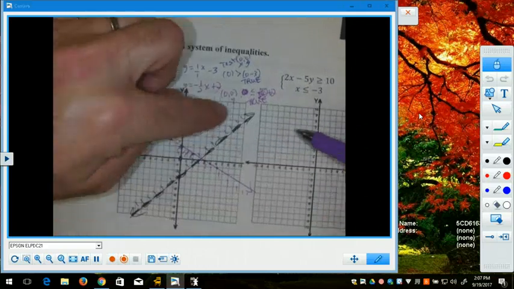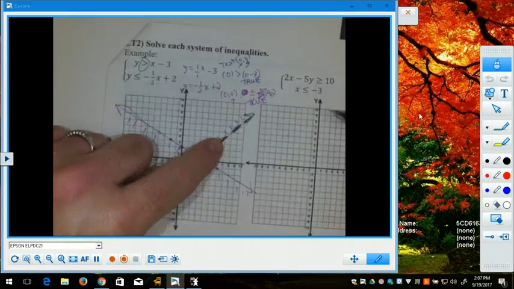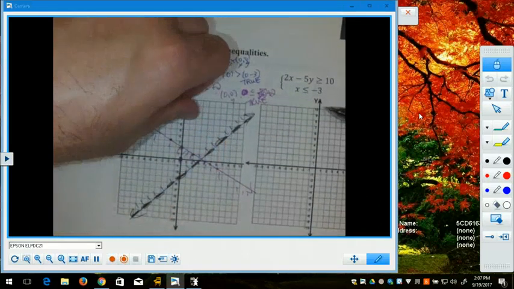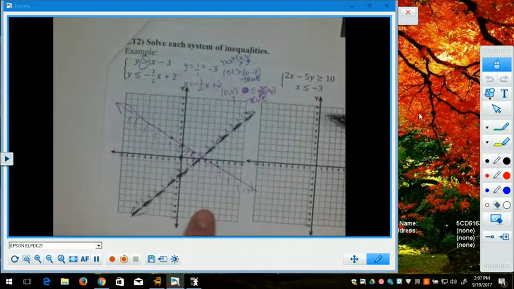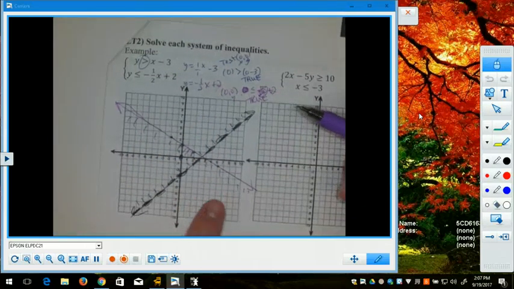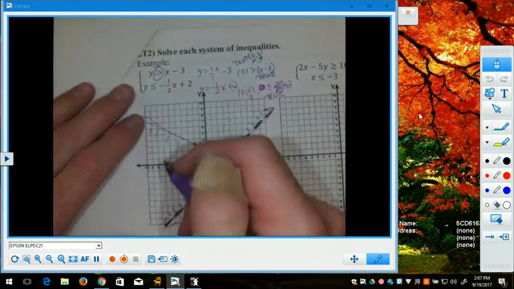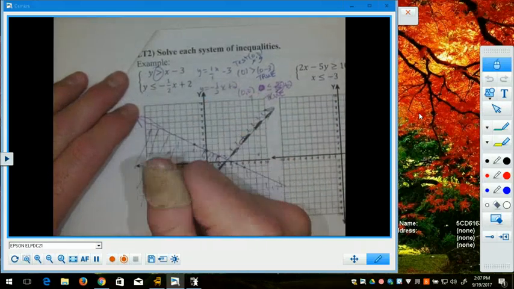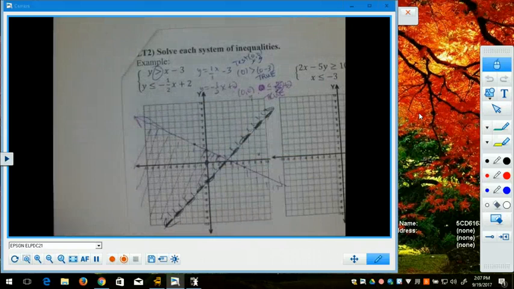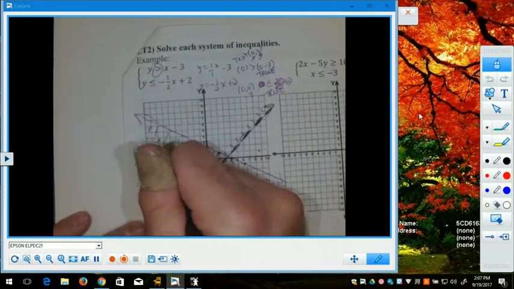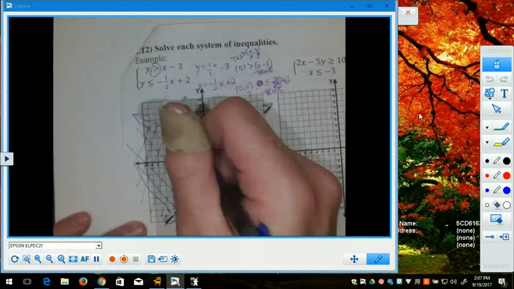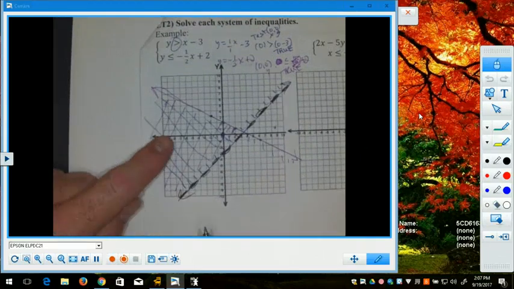Well, I don't really want up here because these points are only a solution to the blue line. I don't want down here because these points are only a solution to the purple line. And I don't want a point over here because it's not a solution to either inequality. The place that I want to shade, and I will double shade it, if you did shade the whole thing, just do a double shade, is right here.